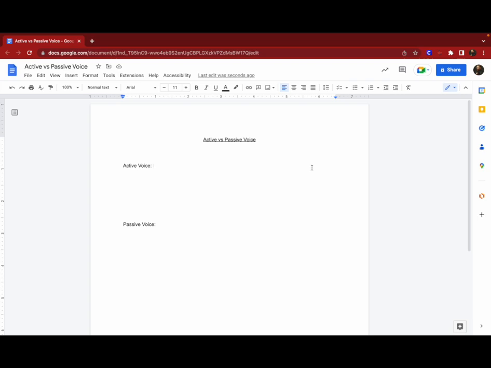So active voice. Active voice is when the subject is performing the action, okay? So that sounds a little weird. So the subject is performing the action. Let's look at some examples. The examples will make it clear. So here's some examples. The dog chewed on the bone, okay? So the dog chewed on the bone. The dog is performing the action. The subject right here is connected to the verb chewed, and they're both interconnected.